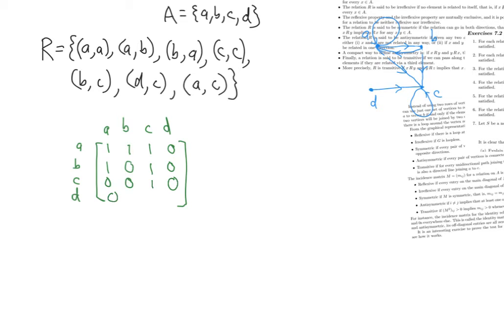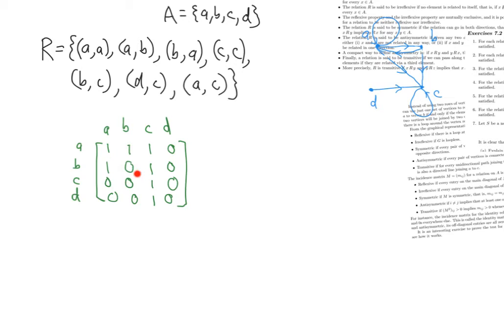So if I continue filling in my zeros and ones, I should have 7 ones. So let's see, 1, 2, 3, 4, 5, 6, 7. Okay, looks like I did this right. Now, what are we looking for in the matrix when we're talking about reflexive, irreflexive, symmetric, anti-symmetric, and transitive?